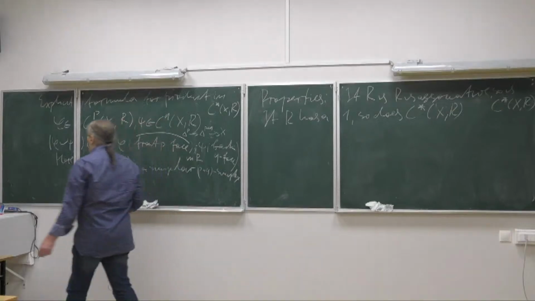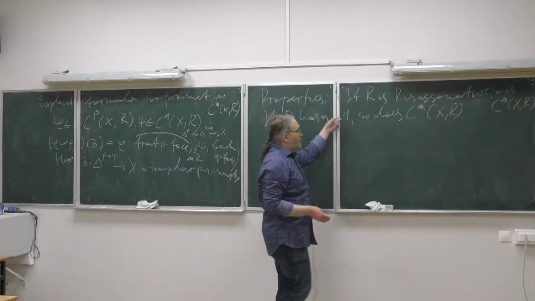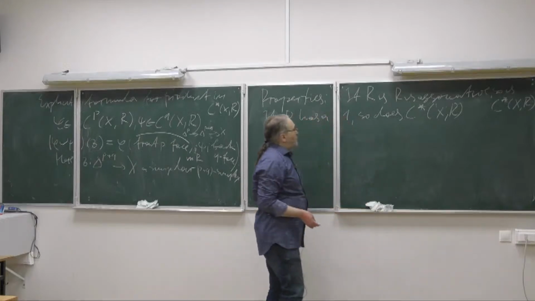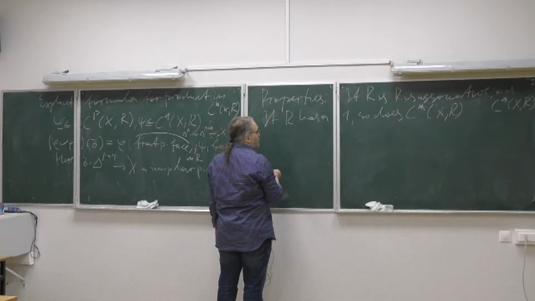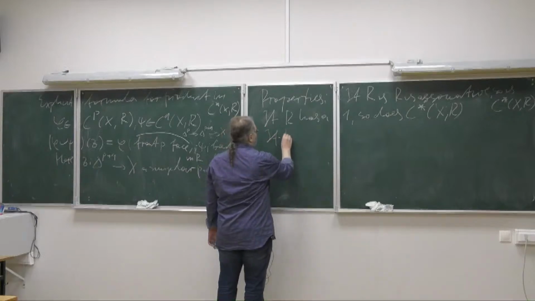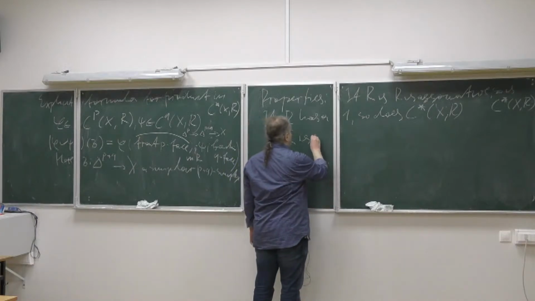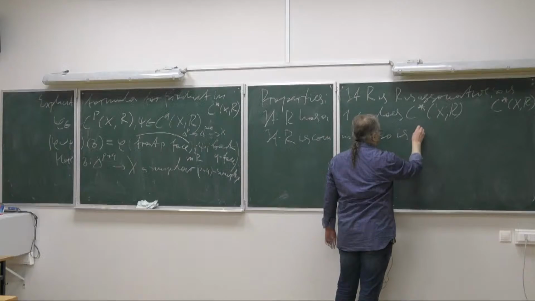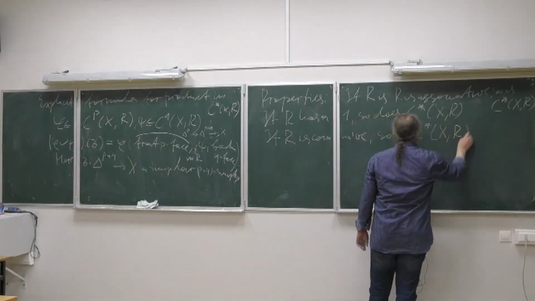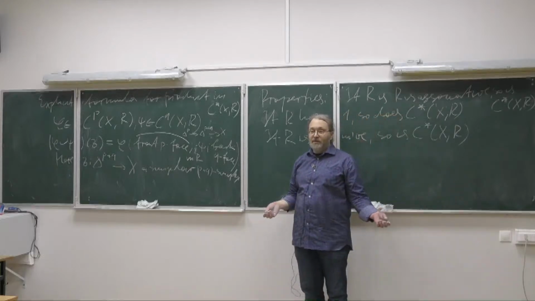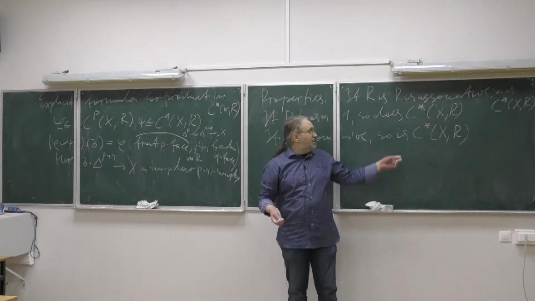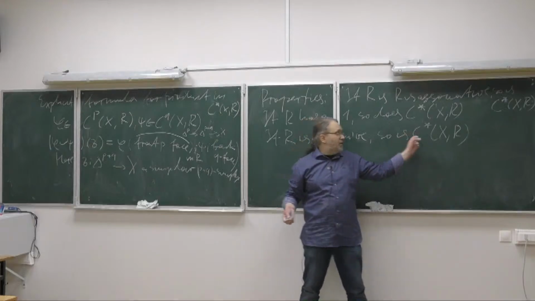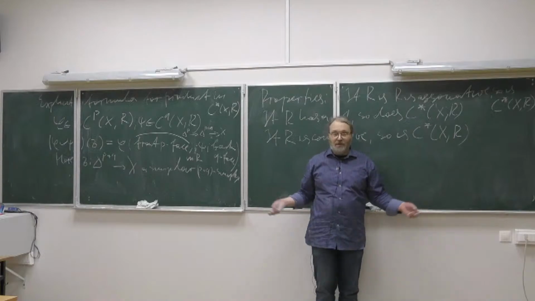Well, the second property, if R has an identity, so has C upper star of X, comma R. Well, the next thing one would want to wish for is this: if R is commutative, so is C upper star of X, comma R. But this is wrong, absolutely.